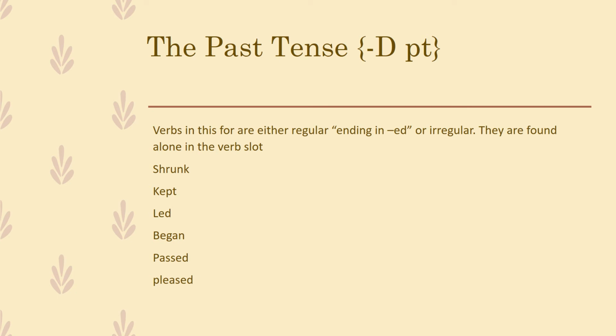These forms of verbs are found alone in the verb slot, because if they are preceded by an auxiliary, for example, is shrunk, is kept, or was kept, here the verb is not a verb, it is an adjective. We have tackled this again when we discussed homophones.